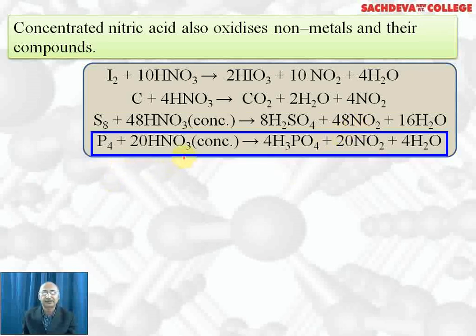Phosphorus reacts with concentrated nitric acid. Here phosphorus gets oxidized to P4O10, which is the dimer of P2O5 that dissolves in water forming phosphoric acid. Nitric acid will get reduced to nitrogen dioxide, plus water is formed.